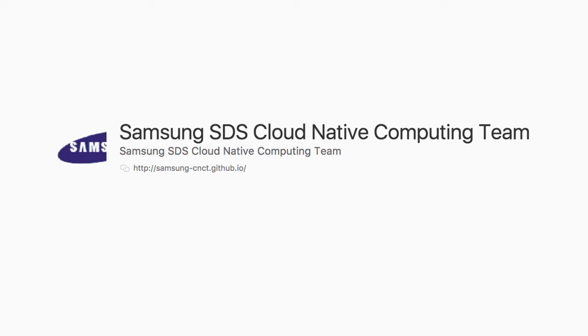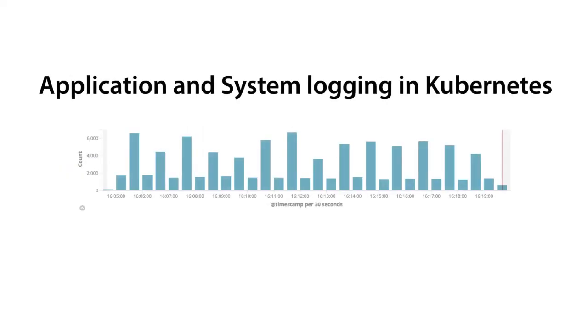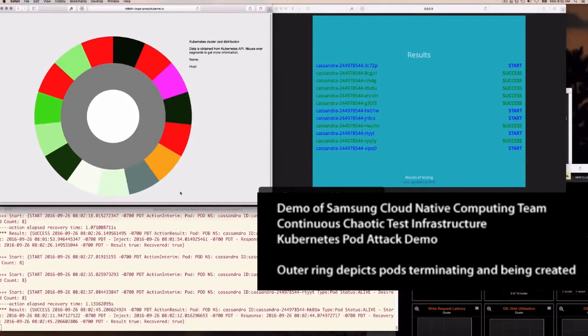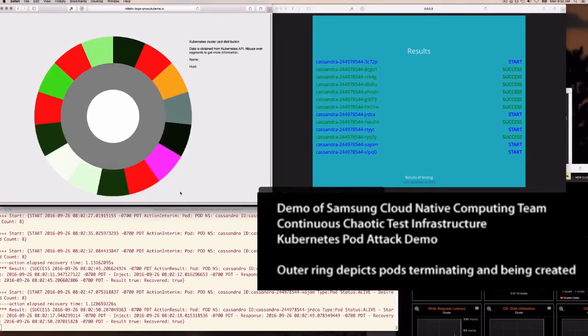This video describes the Samsung Cloud Native Computing team's centralized logging solution for a production-grade Kubernetes cluster. Reliably capturing logs from a Kubernetes cluster is challenging for a variety of reasons. The main reason is that containers are ephemeral and may be destroyed or rebuilt and start or stop at any point. So how do you persist the data from applications running inside each container?